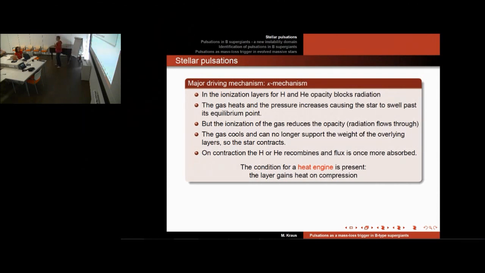And not only does it move upwards, but the material will also ionize. But if the material is ionized, the opacity drops immediately. So the radiation can pass through, the pressure decreases, and the shell is falling back. When it's falling back, of course, it starts again to recombine, it cools, and the whole scenario starts all over again. So we have this kind of movement. It is initiated and maintained, and this causes these pulsations to propagate throughout the star. This is what is called in the literature a heat engine.